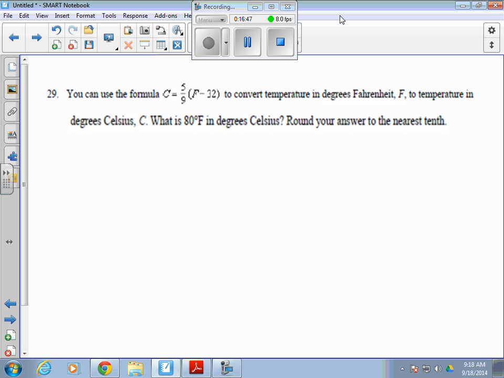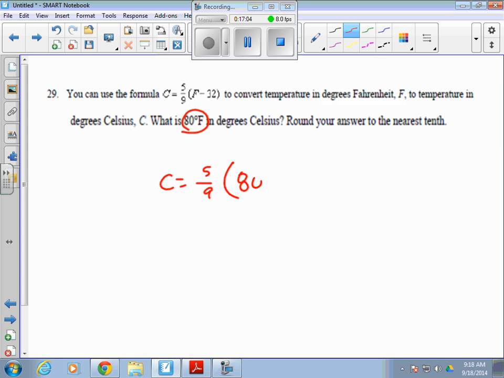Number 29 says you can use the formula C is equal to 5 over 9 times F minus 32 to convert temperature in Fahrenheit to temperature in Celsius. What is 80 degrees in Fahrenheit? There's the F value right there. So C is equal to 5 over 9 times 80, that's what we plugged in or substituted, minus 32.